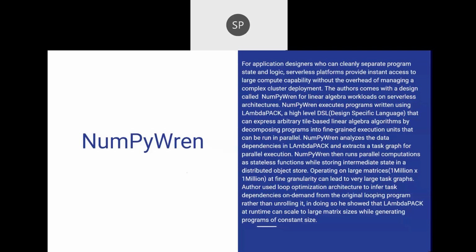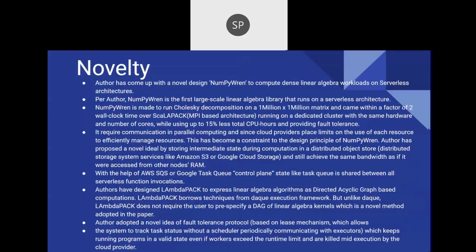Operating on large matrices at fine granularity can lead to very large task graphs. So the author used a loop optimization architecture to infer task dependencies on demand from the original looping program rather than unrolling it. In doing so, he showed that LambdaPack at runtime can scale to large matrix sizes while generating programs of constant size. These are a couple of novel points that I found during the course of reading the paper.